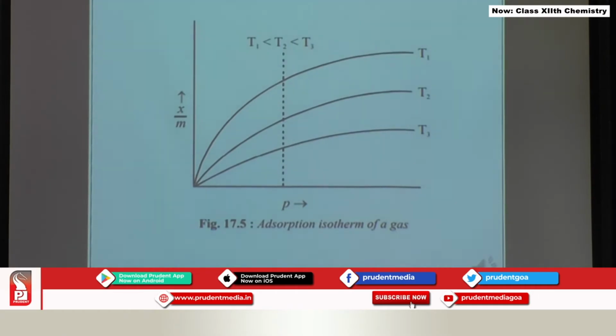Another important observation which we can make here is that physical adsorption decreases with increase in temperature. See, T3 is the highest temperature over here, and at T3 there are lower values of extent of adsorption compared to T1 and T2, which are slightly lower values of temperature. So we can say that physical adsorption for gases on the adsorbent surface is favored at lower temperature.